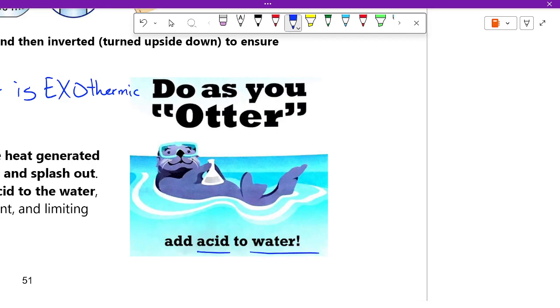And if you don't know what that means, do as you oughta, which means ought to, which means should. And it works better if you do it in like a New York accent or something like that. Do as you oughta. Add acid to water. Okay?